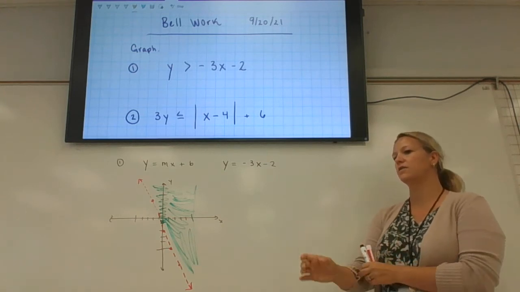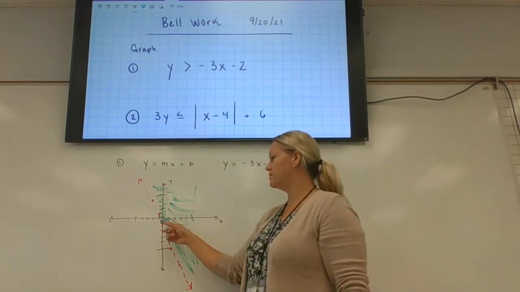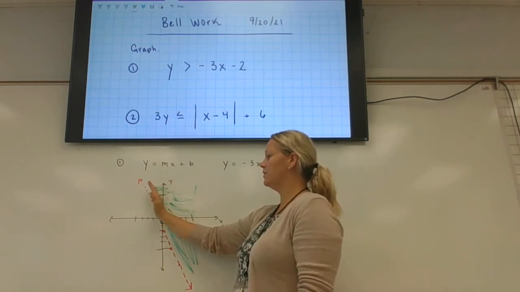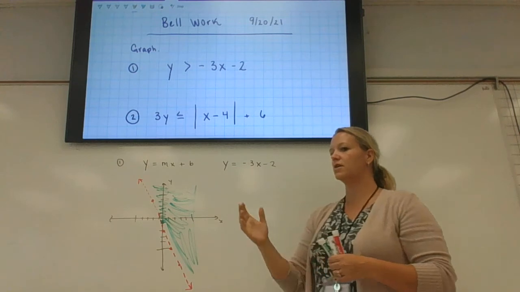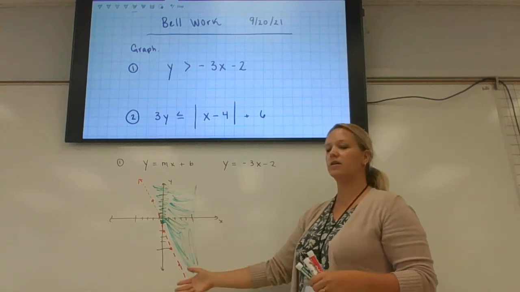Right. Well, that's how you know where to shade. You start there and go up, and then you fill in everything else on that side. Keep going. Color that whole part in.